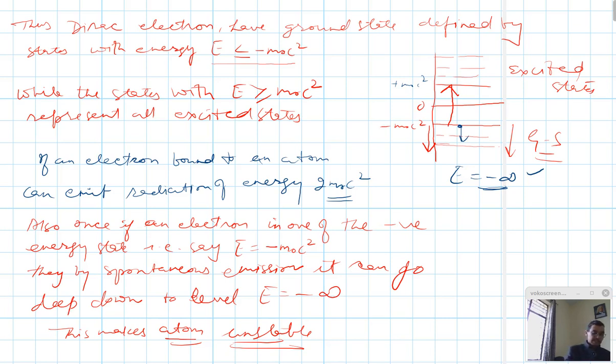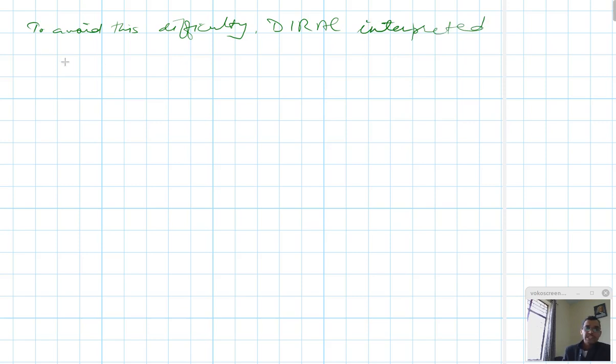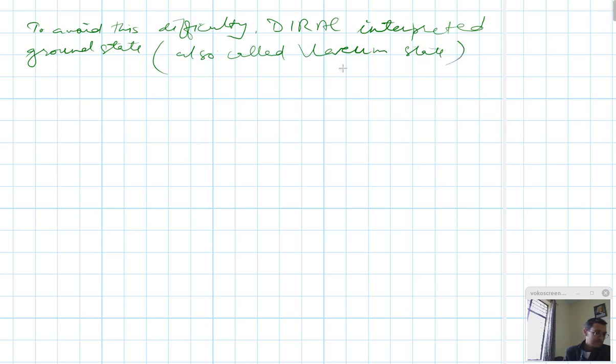So how did Dirac tackle this problem? The stability or instability of the atom, which is coming because of the negative energy states. So to avoid this difficulty, Dirac interpreted the ground state, and this ground state is also called the vacuum state, or Dirac vacuum, as consisting of all negative energy states. So let me understand it pictorially.